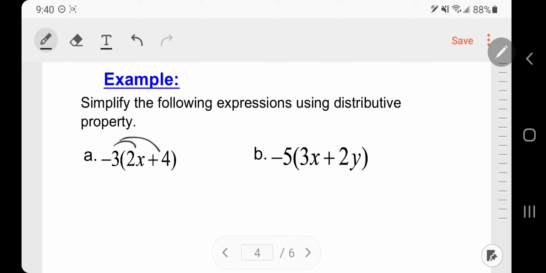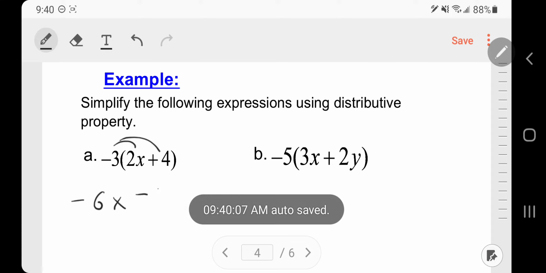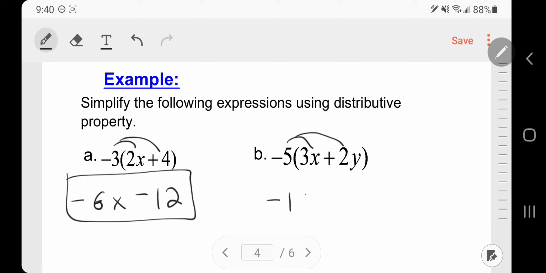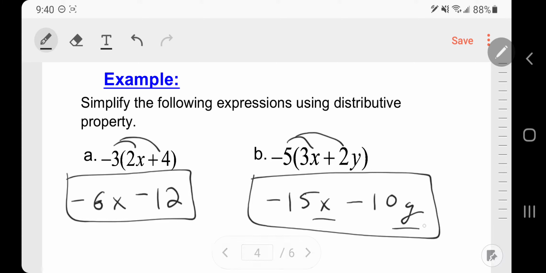In the first one, I'm distributing this negative 3 into my parentheses, so negative 3 times 2x is a negative 6x, and negative 3 times 4 is going to give me a negative 12. Again, there's my final answer. There's no more like terms to be combined there. And in the second one, distribute my negative 5, and I get negative 15x minus 10y. Again, there's your final answer. X and y are not like terms, so you cannot combine those.